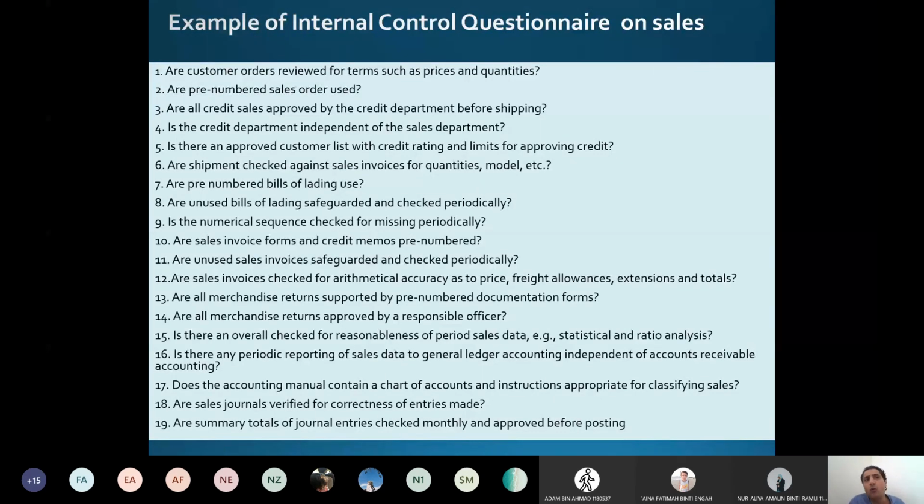Supposedly they are not the one who approve. Supposedly it is the accounting department, or if it is a big company, they will have a separate department called the credit department. Okay, so question number 4 is examining the existence of the segregation of duties internal control activity. Number 5.